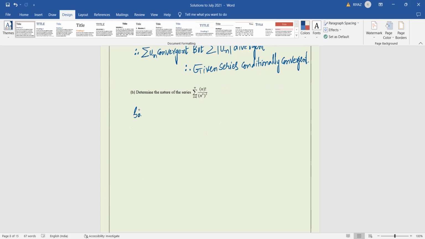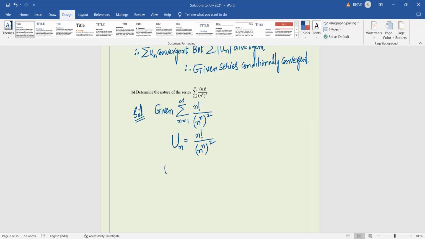No solution. Given summation n equals 1 to infinity n factorial divided by n power n whole square. Which value is this? It is the value of un: n factorial by n to the power of n whole square. That is the un value.